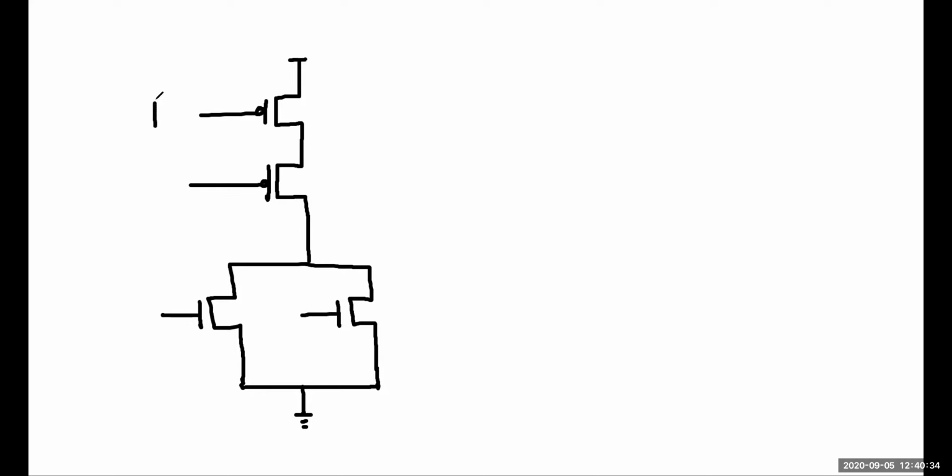This is your A. This is your B. That means this is also A, that means these are actually connected together. Okay, I'm writing them separately. You can connect them together, but that will make your design more complicated, right? This is B. This is VDD, and this is your output. That is your Y.